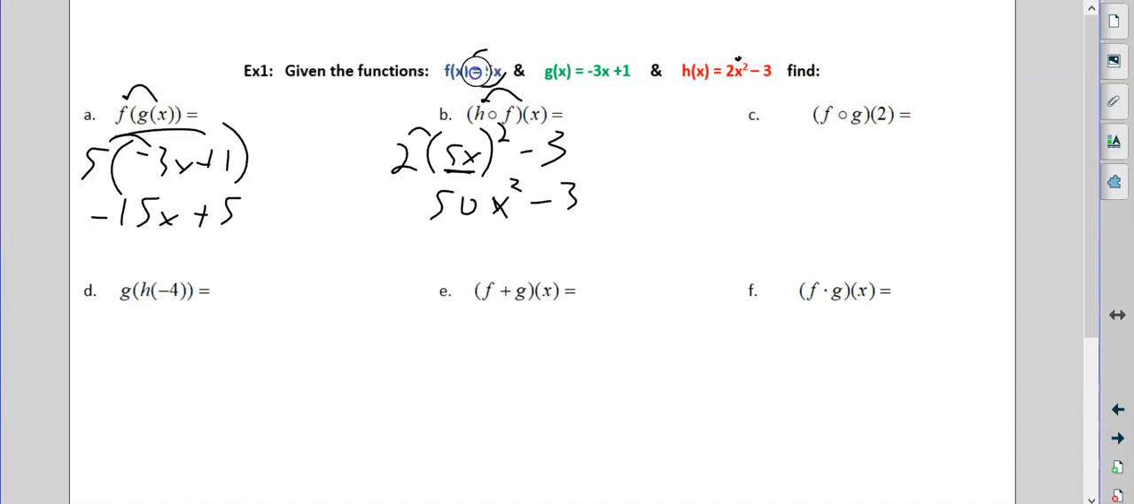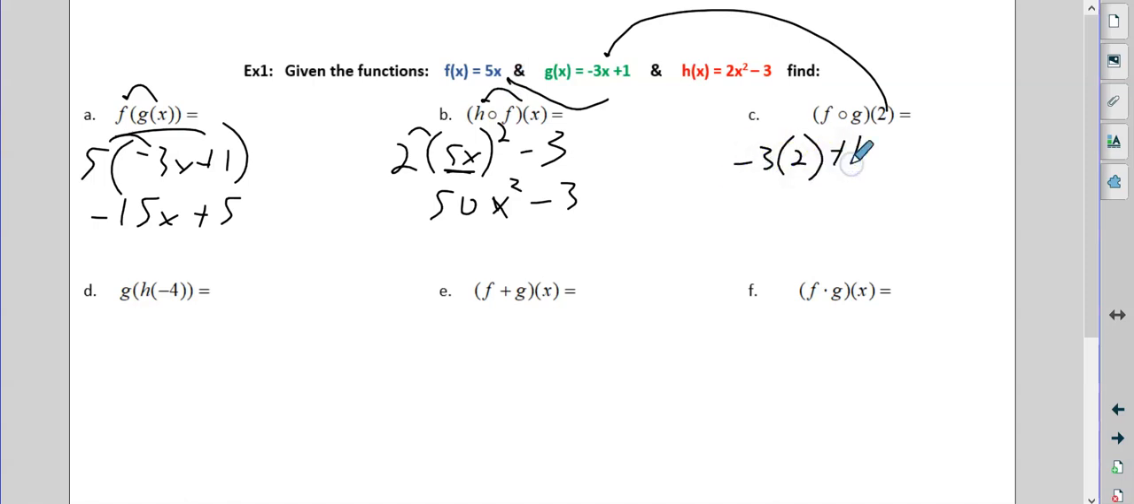All right, f of g of 2. So we're going to plug this 2 into g, and then whatever number we get out of that, we're going to plug in here. So negative 3, take the x out and put a 2 in, plus 1. Well, that's negative 6 plus 1, which is negative 5. That is going to be plugged into f of x, which gives us negative 25.